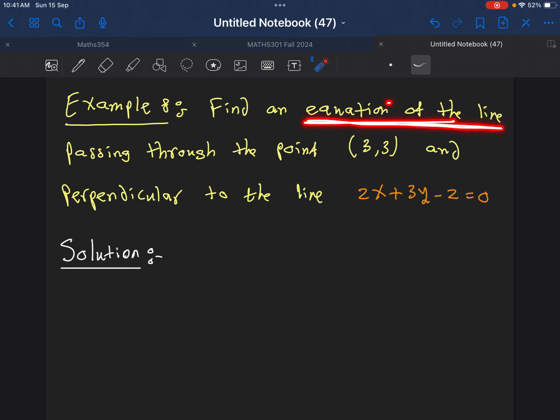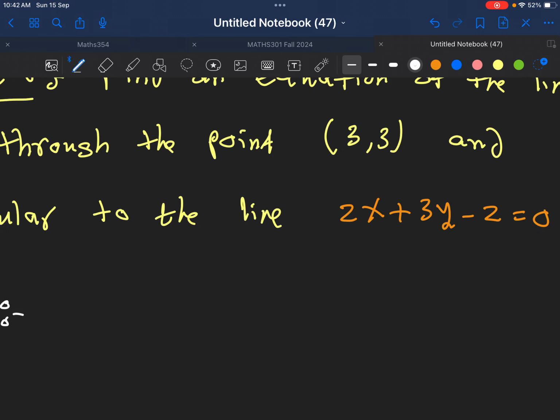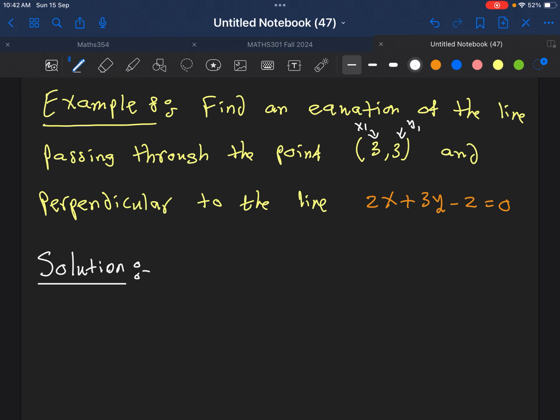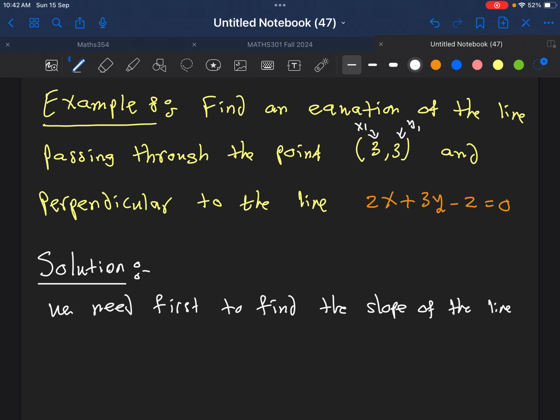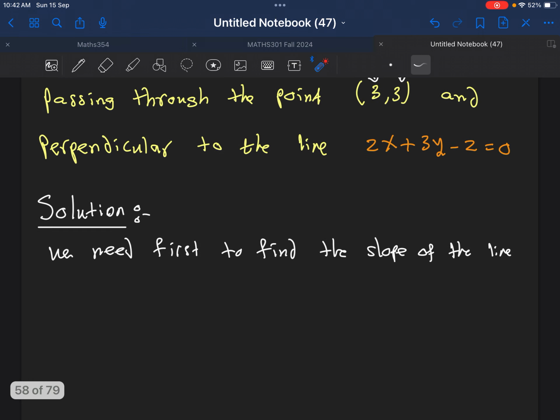Now, remember, in order to find the equation of a line, we need two pieces of information. We need a slope and we need a point. The good news is I have the point, and the point is x1 = 3, y1 = 3. So what we need to do first is find the slope of the line. What do we know about the slope of the line? We know that this line is perpendicular to the orange line. So what is the relation between the two slopes?